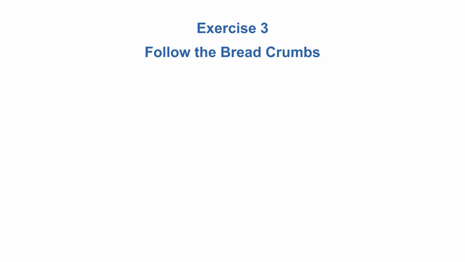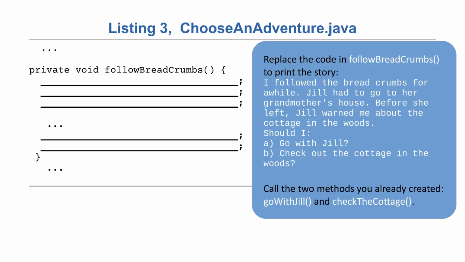Methods can be called more than once. For example, if the user chooses to follow the breadcrumbs, we could have the next options call methods you already created. Exercise 3. Follow the breadcrumbs. Replace the code in Follow breadcrumbs to print the story.